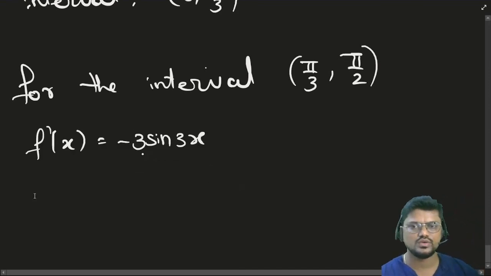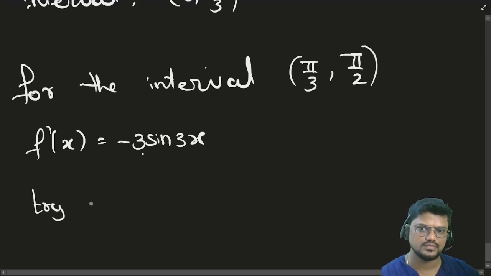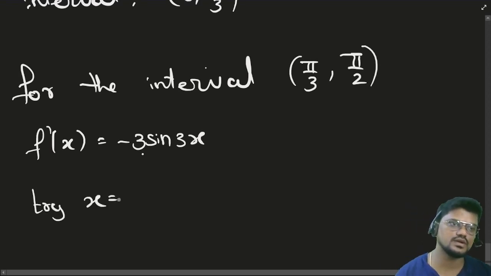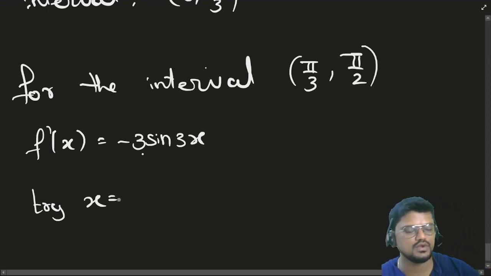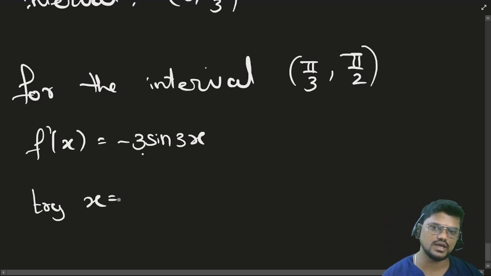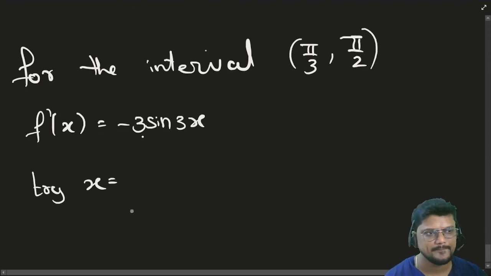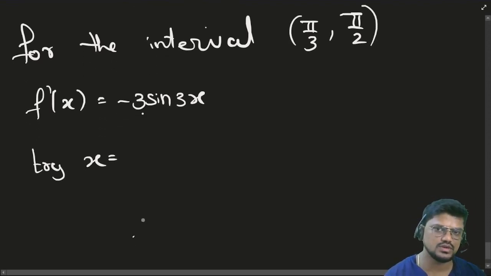Now try x equals... Now what will we try? From pi by 3 to pi by 2. Pi by 3 means 60 and pi by 2 means 90. So try x equals 75 degrees, and that 75 degree can be given by... you can check what is 75 degree.